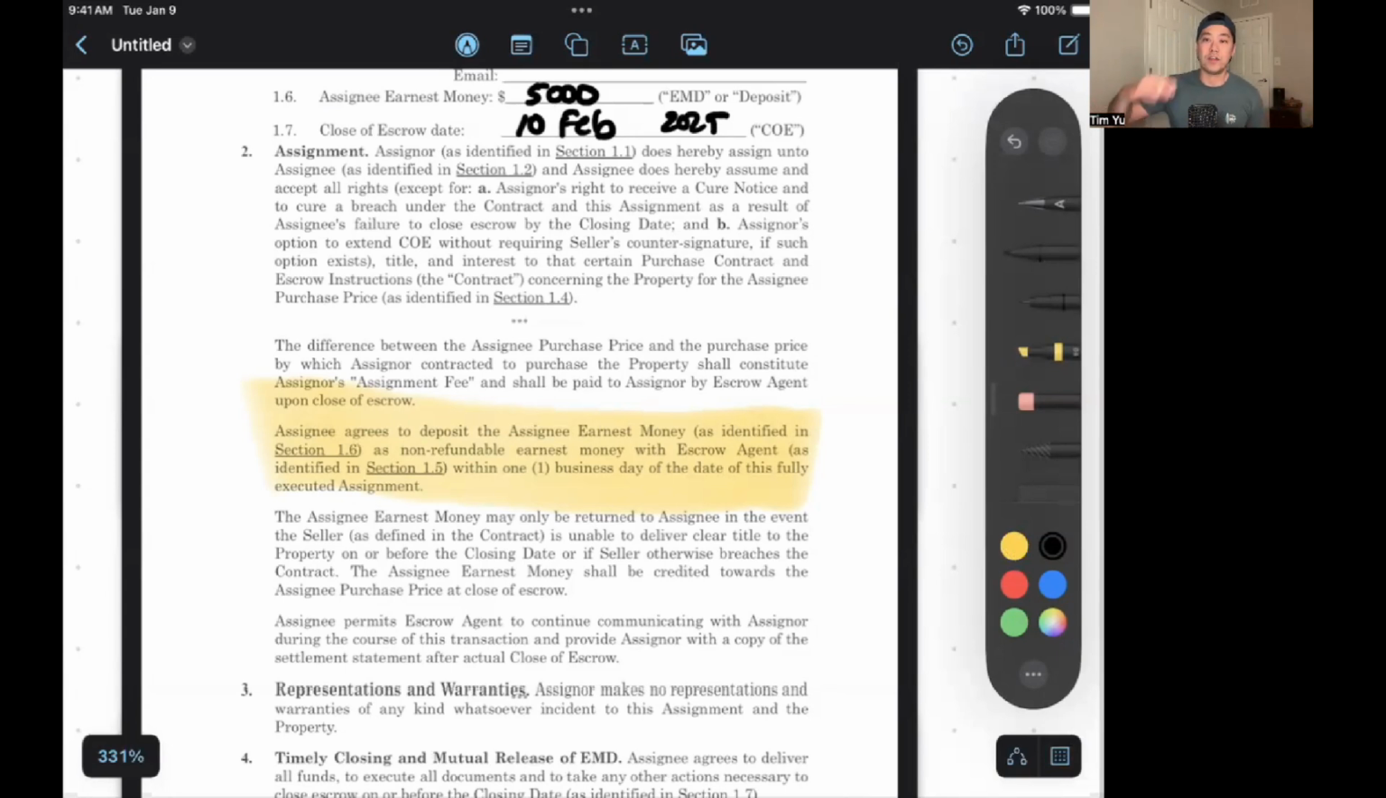Because at the end of the day, if you have a wishy-washy investor, so let's say I'm gonna buy this house and earnest money was only $1,000. Okay. I drop $1,000 to the title company.